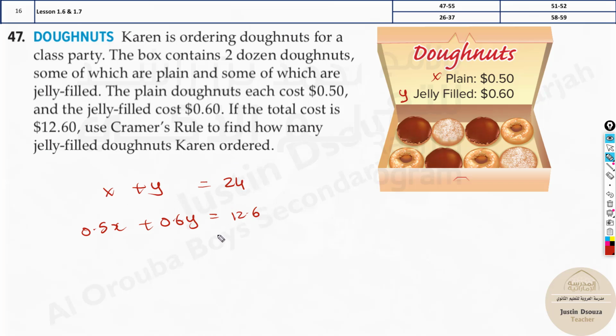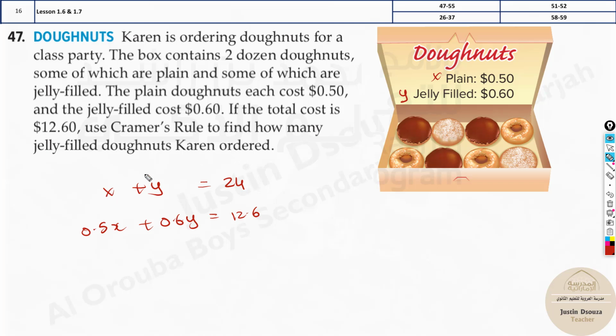Now let's analyze this. I'll just explain what exactly this means. See, now first of all, you do not know how many plain donuts there are. You do not know how many jelly filled there are. It can be random. Though we do not know exactly how many there are, we just know the total number. It can be 3, 4, 5 for x and the other can be y. But we have no idea. But we know that each of them costs 0.5 and 0.6 respectively for plain and jelly filled. And the total cost is 12.6.